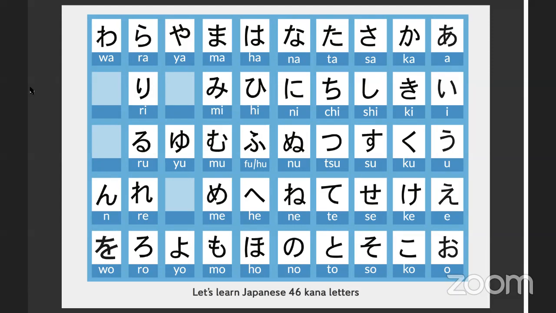Then a consonant is attached from top to bottom. It's K, so ka, ki, ku, ke, ko. Next one, sa, shi, su, se, so. Ta, chi, tsu, te, to. Na, ni, nu, ne, no. Ha, hi, fu, he, ho. Ma, mi, mu, me, mo. Ya, i, yu, e, yo.